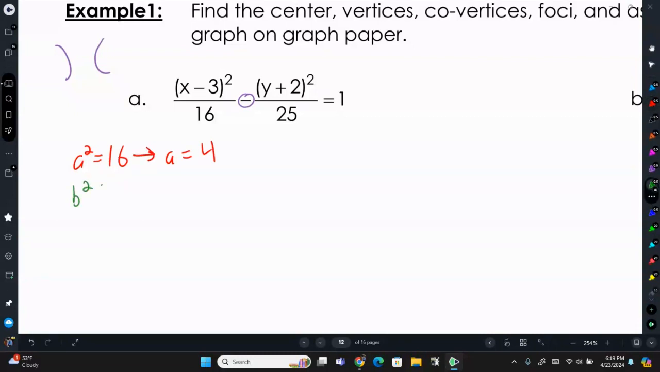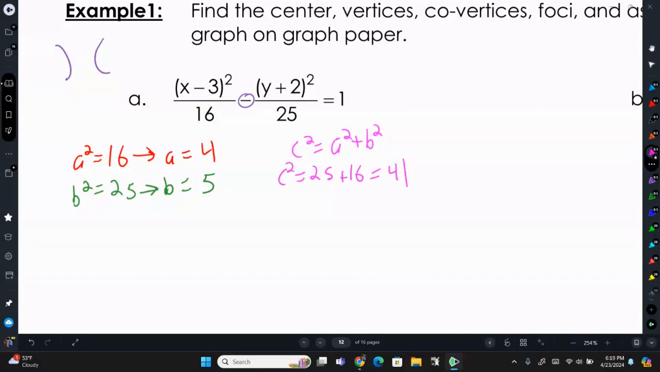B squared is equal to 25, so b is equal to 5. With the ellipses, the larger value is always a, but that's not the case for hyperbolas. In this case, our b is larger than a. And then c squared is a squared plus b squared, so that is equal to 25 plus 16, which is 41, which means c is equal to the square root of 41, which is about 6.4.